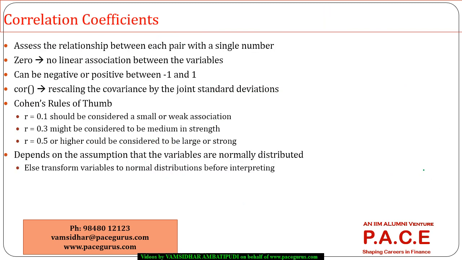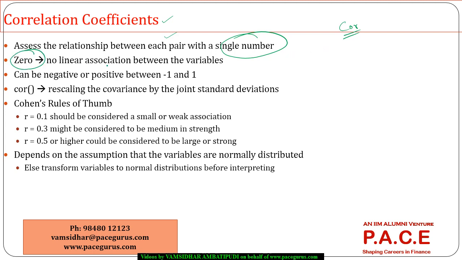Now, moving further. Till now we have looked at the relationship between the variables in a graphical form. Now, we'll look at the relationships that exist between them in the form of single numbers. So correlation coefficient is one such number which assesses the relationship between each pair of variables, right? I can use cor as a function in R, which can assess the level of correlation between the variables.